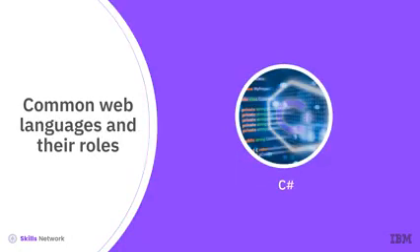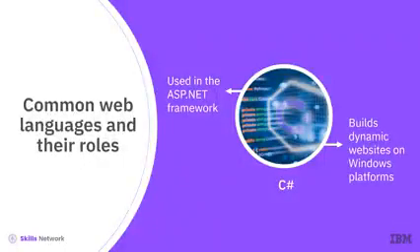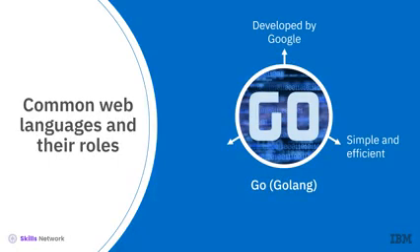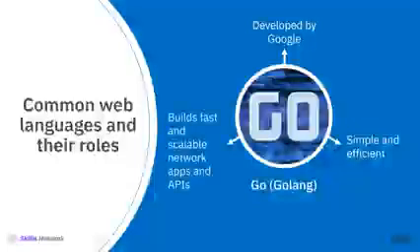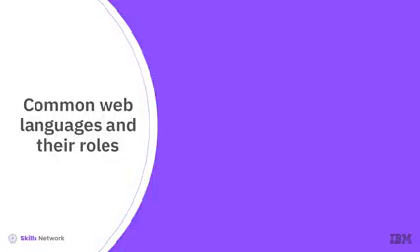Developed by Microsoft, programmers use C# in the ASP.NET framework for building dynamic websites and web services on Windows platforms. Go, developed by Google, is an open-source programming language. Its simplicity and efficiency make it suitable for building fast and scalable network applications and APIs. Lastly, here are some other common web languages and their role in web development.